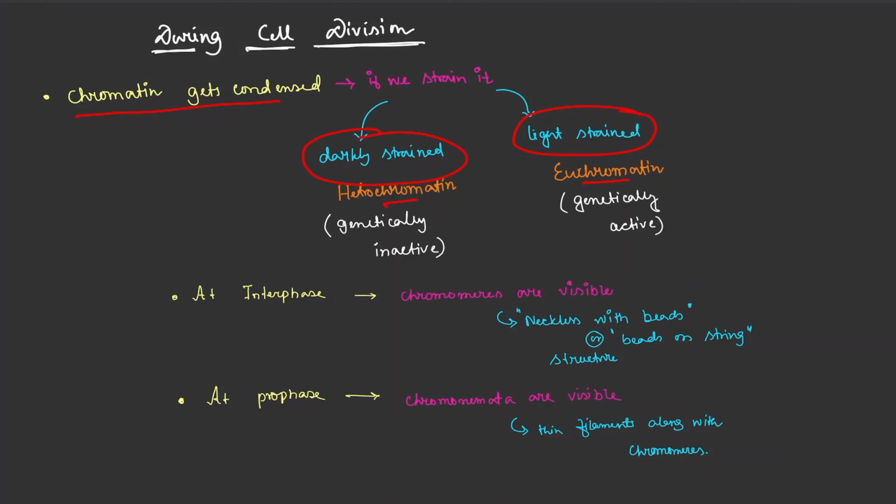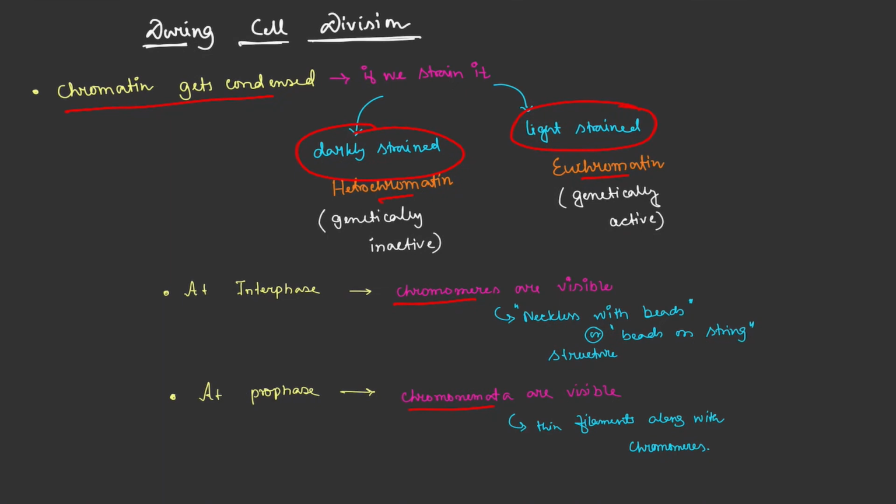But during interphase, we can see the chromomeres and the chromonemata. When we see the chromonemata with chromomeres upon it, it looks like a necklace with beads, or a beads-on-a-string structure. When interphase comes, the chromomeres are visible and highly coiled. But when the cell goes to prophase and forms chromosomes, the chromonemata, the thread-like structures, become visible.